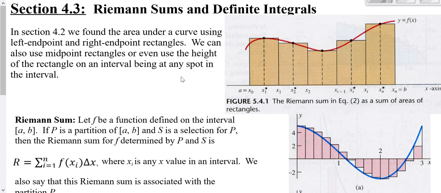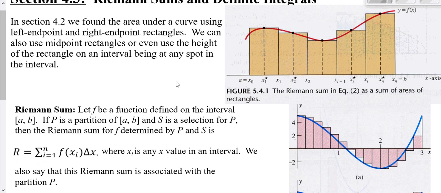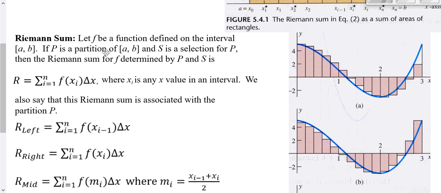So in 4.2, we found the area underneath the curve using left and right endpoint rectangles. Now, to get a more accurate answer, we can go ahead and use a midpoint rectangle, which is where the top center of the rectangle touches your curve. But for the most part, it could actually be touching your curve at any spot. Doesn't really make a difference.